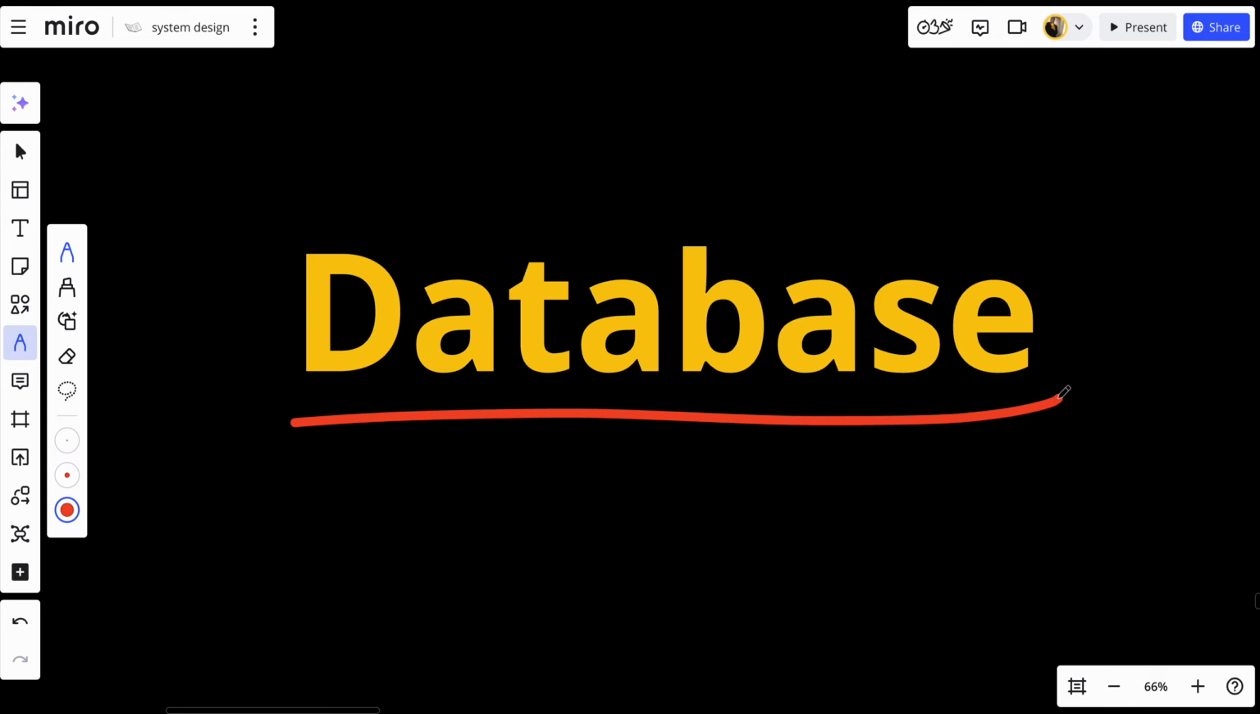A database is essentially a structured collection of data that allows you to store, retrieve, and manage information effectively and efficiently. Databases are the backbone of any data-driven system, enabling applications to handle everything from user data to inventory records to transaction histories. Choosing the right type of database depends on the specific needs of your system and how you plan to use the data.